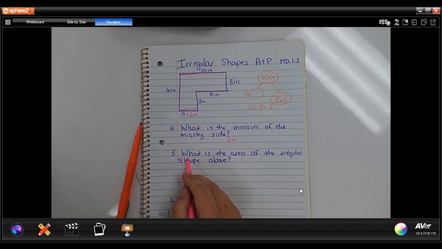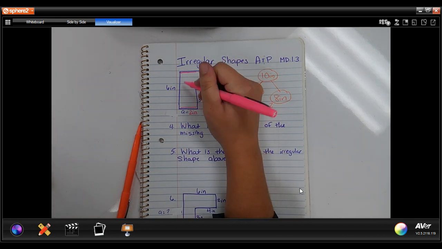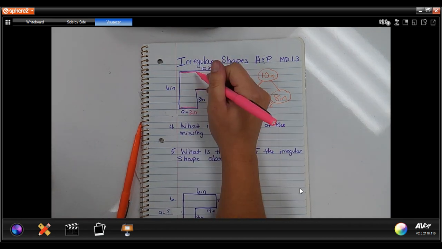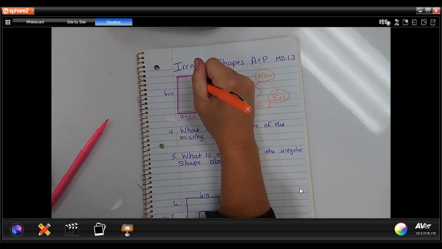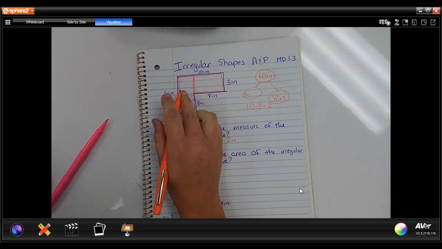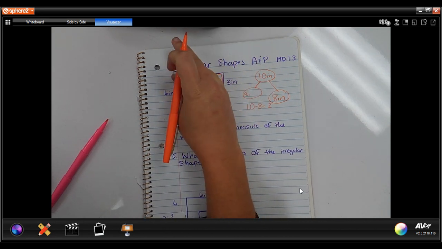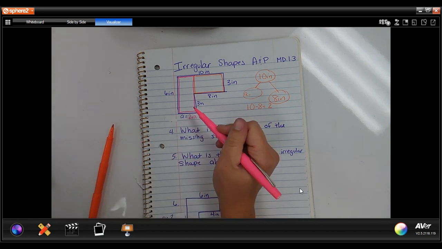Let's move on to number 5. What is the area of the irregular shape above? So in order to find this, I must break this shape into 2 different shapes. So I could either break it here and make two rectangles. So I could finish this rectangle. And then I could make this a rectangle. Or another way I could have done it is I could have made this a shape and then this another shape up here. But let's stick with this one for now because that's the one I drew.